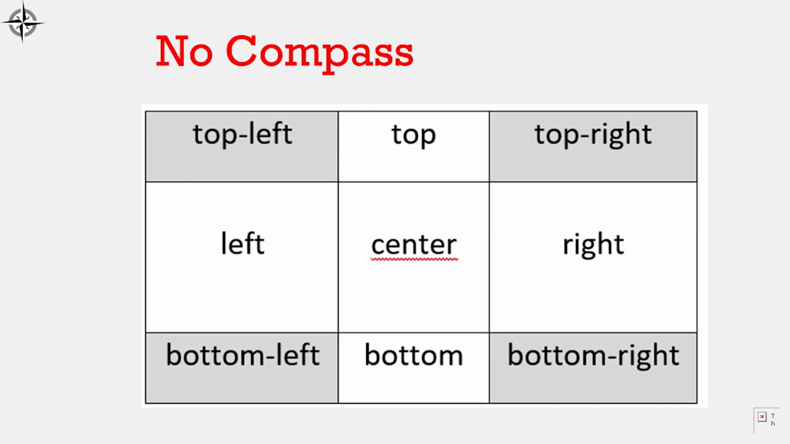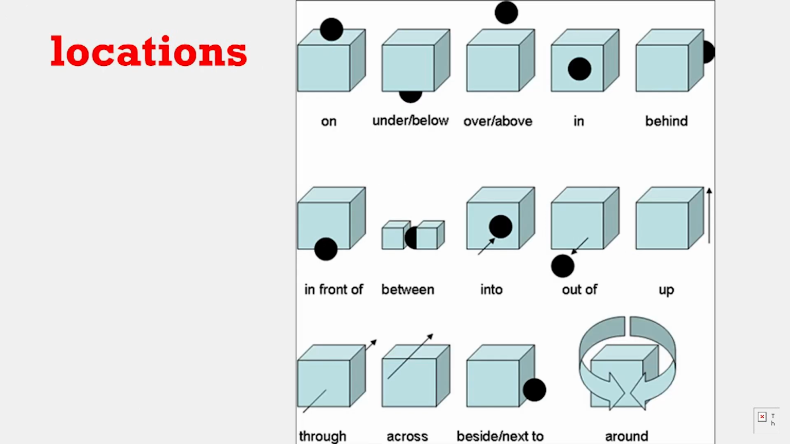Now, if there is a compass, or if there's no compass, we can use words related to the picture to describe where things are, such as top left, or top left corner, center. So you're going to want to memorize how to describe different locations. Speaking of locations, you're going to want some prepositions to describe where things are occurring.